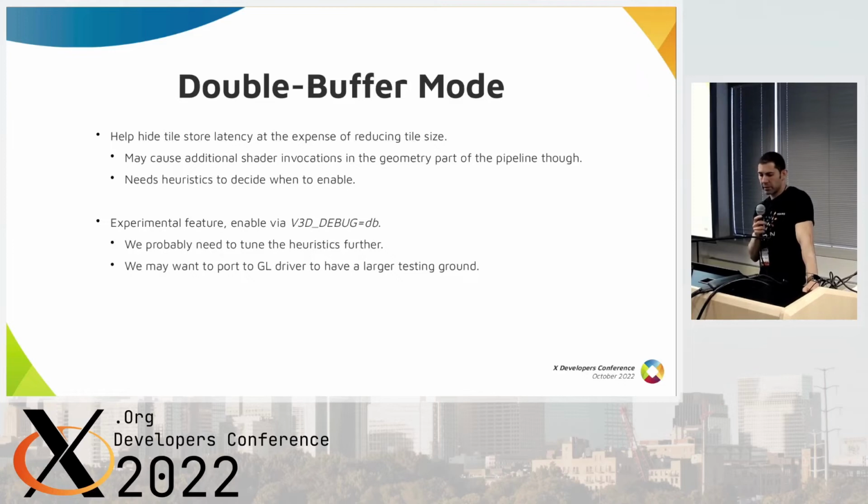Another thing we've been working with is this double buffer mode, which is a way that the hardware has to try to mitigate tile store latency on our platform at the expense of reducing the tile size. So this is obviously beneficial when the tile store is your bottleneck, but because it reduces tile size, it comes at the expense of additional vertex invocations, which is not great. So you need to have some kind of heuristic to decide when this is going to be beneficial. This is experimental. It's currently running under an environment variable. We have some heuristics in place, which basically track the cost of the geometry side of the pipeline.